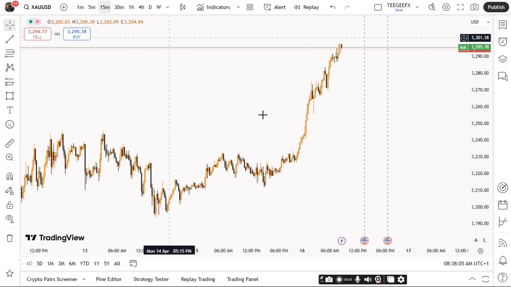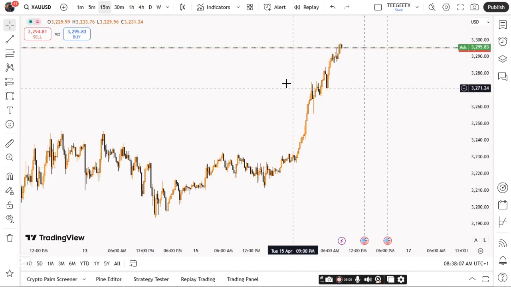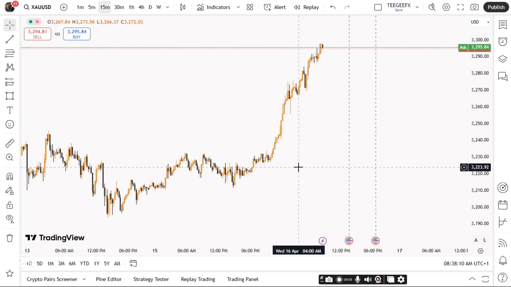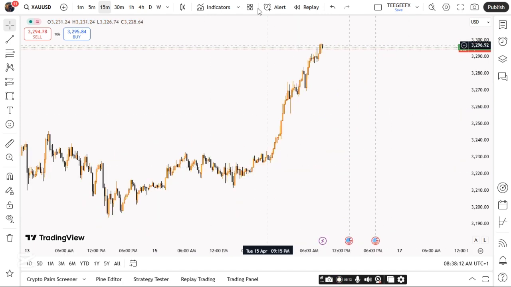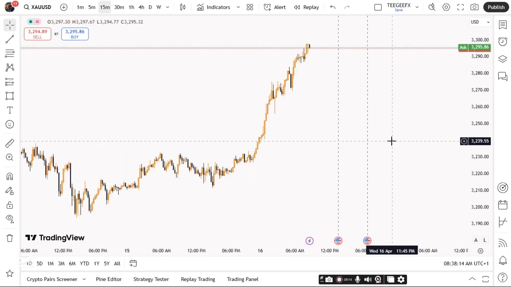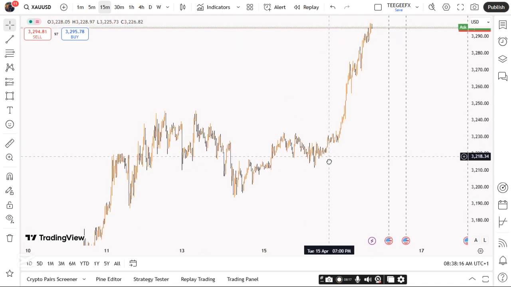Looking at this now, you can see this is a clean chart. I want to analyze this. I want everybody to see how I analyze gold. There's nothing on this chart.